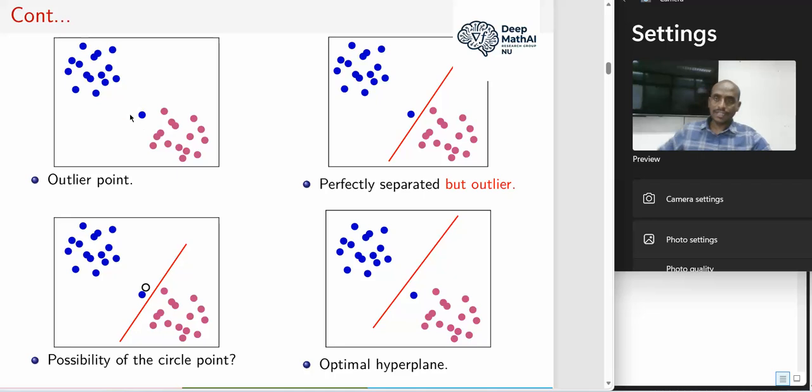This is an outlier. But in the presence of the outlier, we can find a separating hyperplane which perfectly separates, without any error, the two classes of the data set, as given in the second figure. But this separating hyperplane is affected by the outlier, by the one blue point here, which means the subsequent data points will be affected by this outlier.